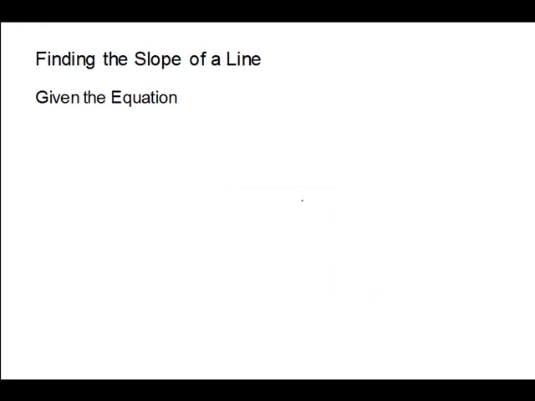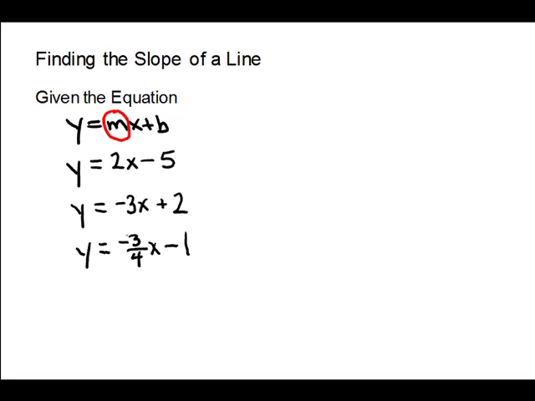Let's look at finding the slope of the line given an equation. If we have a certain form of the equation of the line, we can find the slope easily. And that form is called the slope-intercept form of the line. It has y isolated. In this form, the slope is the coefficient of the x. Let's look at some examples and pick off the slope. Notice all of these have the y isolated, so they are in slope-intercept form.